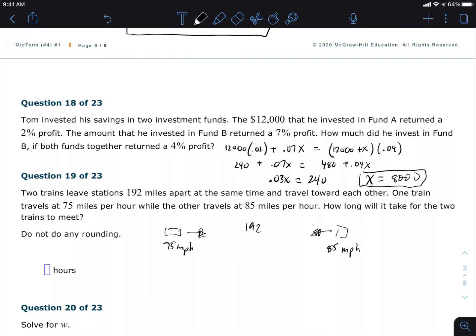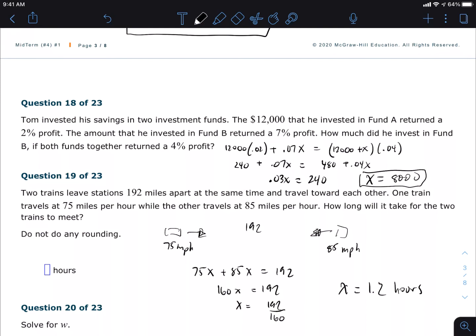The other is going 85 miles per hour. If they're coming closer and closer together, they're closing that gap. So that tells me that 75x plus 85x is equal to 192. That's 160x is equal to 192. So x is equal to 192 divided by 160. What is that? 1.2 hours before they meet.